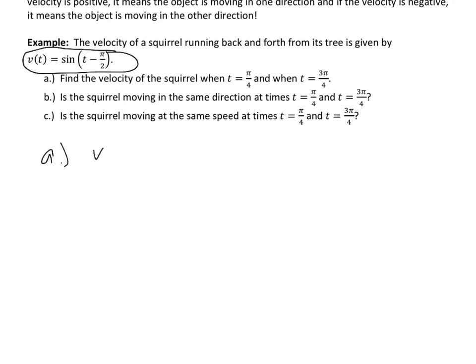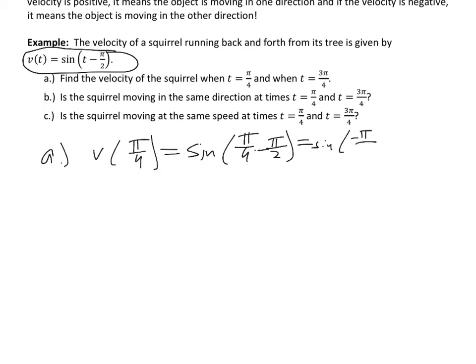To find the velocity at time pi over 4, I'm just going to plug in pi over 4. That would be the sine of pi over 4 minus pi over 2. That's the sine of negative pi over 4. And if you think about your unit circle for a moment, that's negative square root of 2 over 2. Okay, great. So the squirrel has negative velocity at this time. Right? So that means that the thing is probably moving backward. Maybe that means it's running back toward its tree.